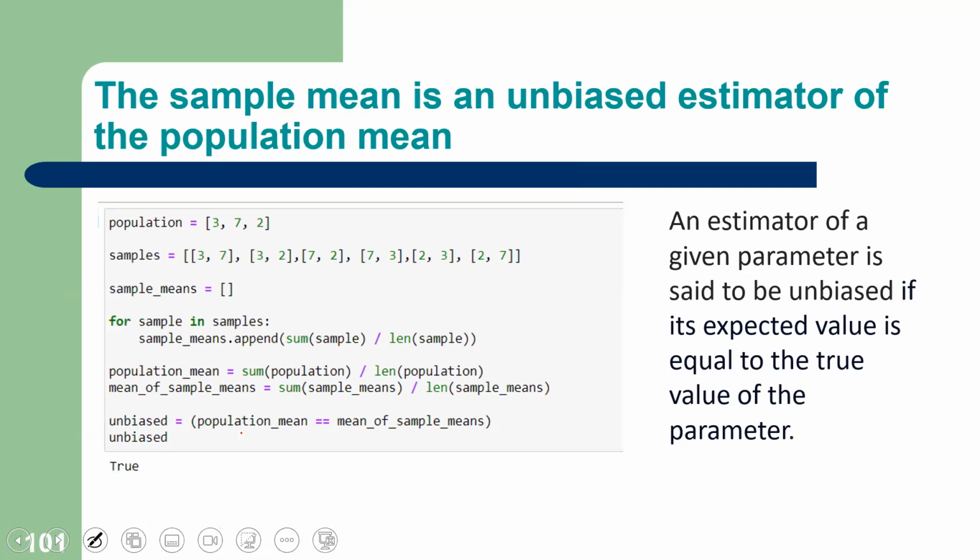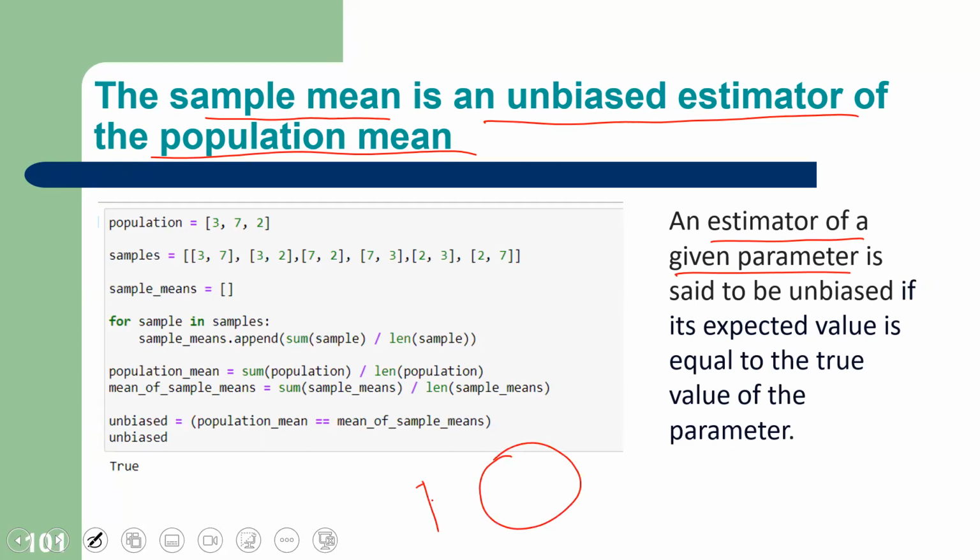Here, what is important is that the sample mean is an unbiased estimator of the population mean. What do we mean by unbiased? First, what is an estimator of a given parameter? Here it is my population and this is my mu, and here it is the sample and this is x bar. From the sample x bar, I want to estimate mu. Here the estimator is nothing but your x bar, for the given parameter mu.